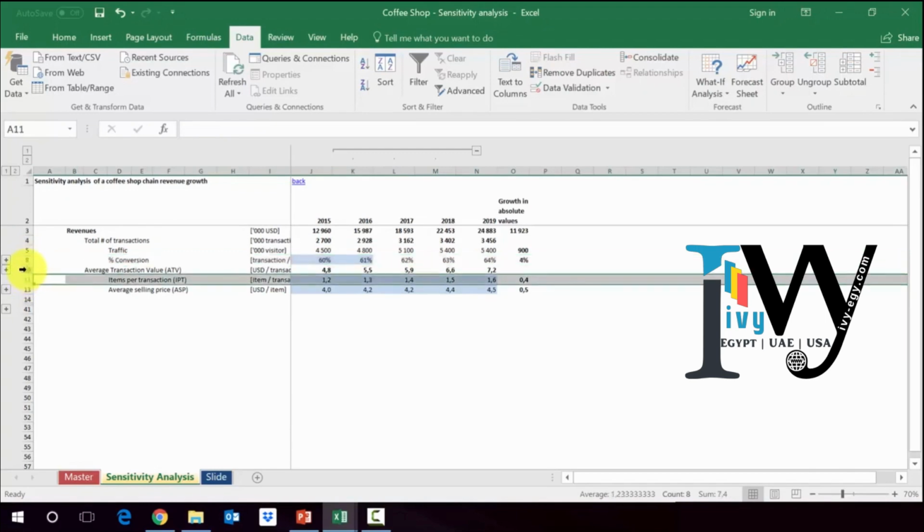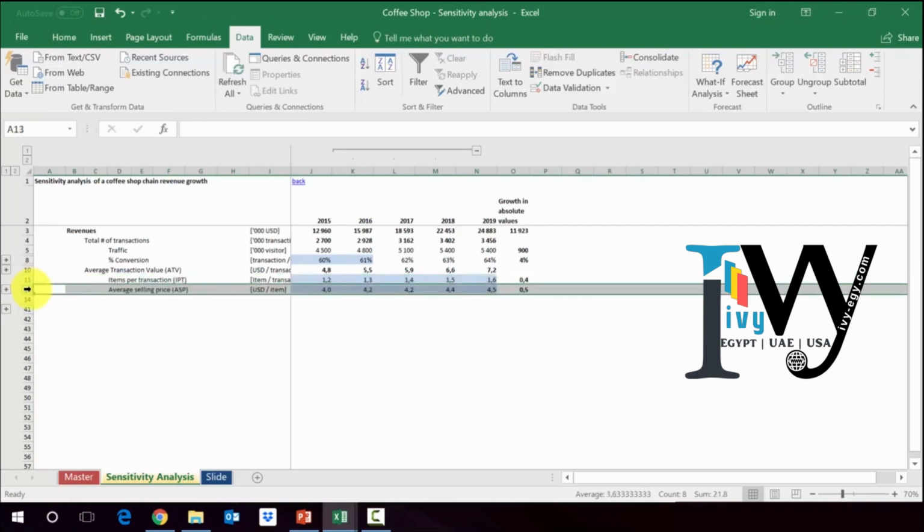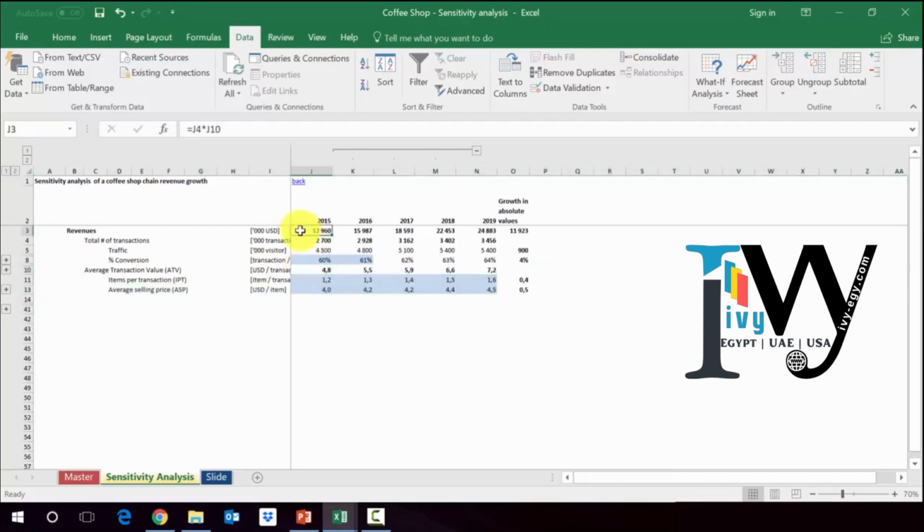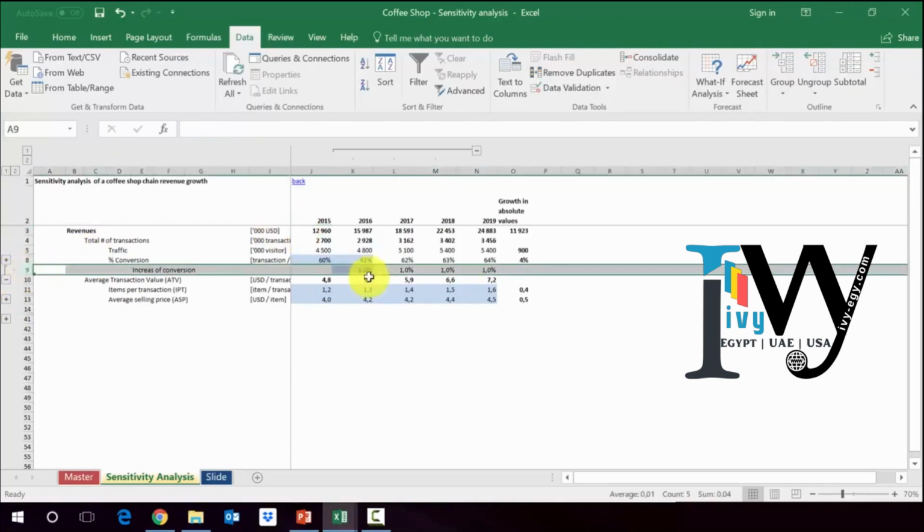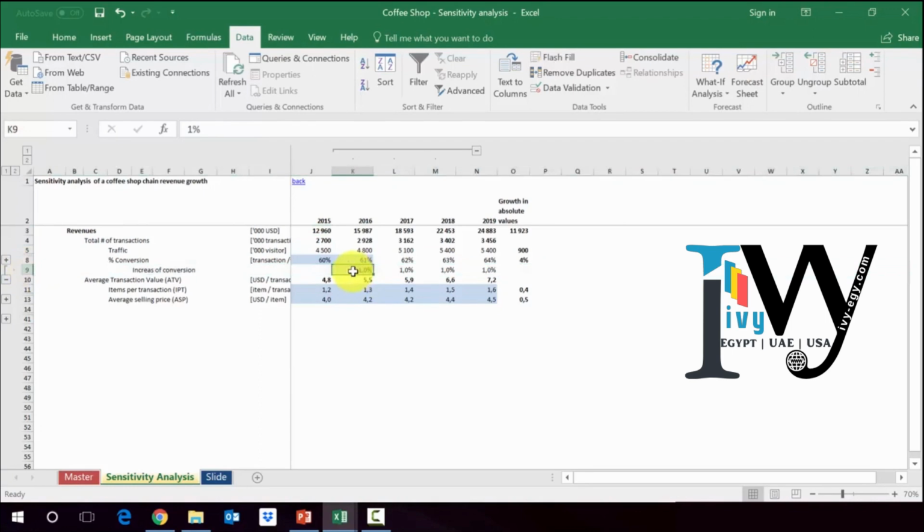Then the average transaction value in row 10 is a multiplication of items per transaction, so how many items they bought once they decided to buy something, and the average selling price per item. This gives us the average transaction value, and as you can see, this generates our revenues. Now we want to check the sensitivity of two assumptions. The first is the conversion: we assume that it will increase by 1 percentage point annually, so from 61 it goes to 62 in 2017, then to 63 in 2018, and then to 64 in 2019.